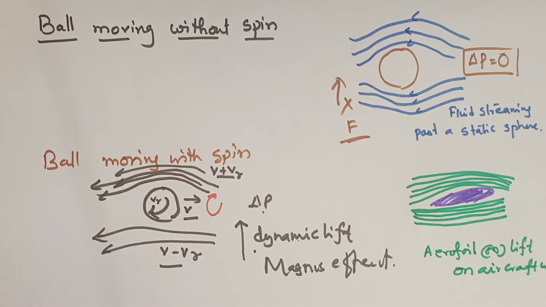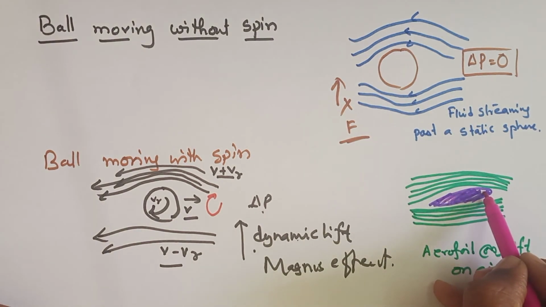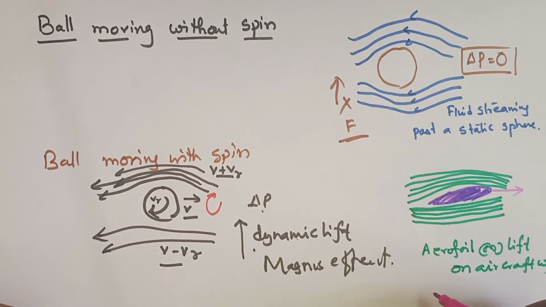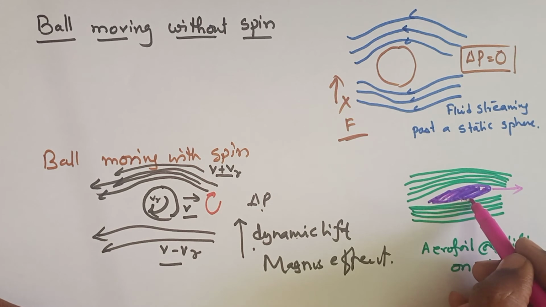So this is the third one. This is the aerofoil, or lift on an aircraft. Let's see how it happens. An aerofoil is a solid piece shaped to provide upward dynamic lift when it moves horizontally through air. The cross section of the wings of an airplane looks like an aerofoil, as shown in the figure. Airplane wings are like this, and bird wings are also like this.